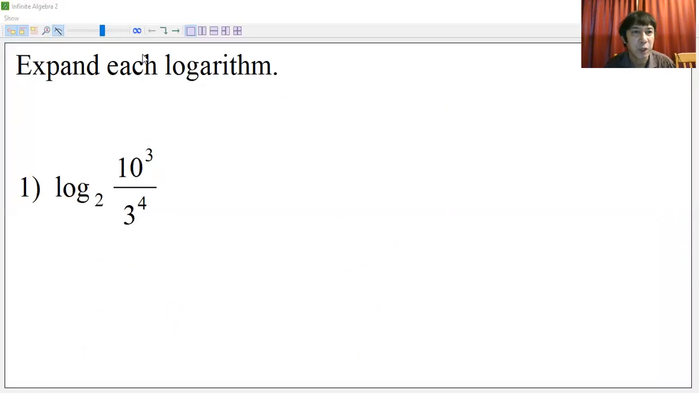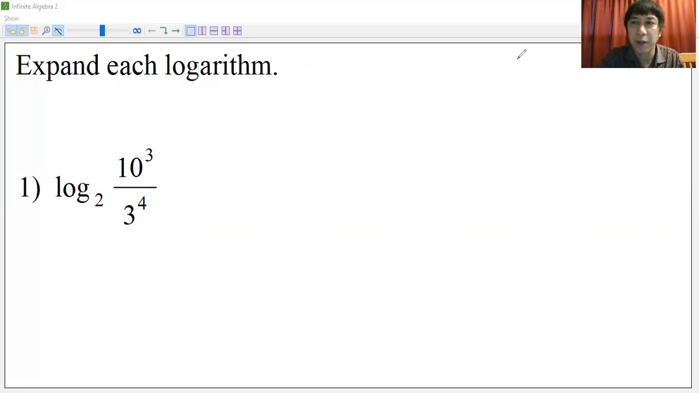Here's the first one, expand each logarithm. Okay, so here's the first one. You're presented with the base 2. Okay, you can see the base 2 there. And this is supposed to be a ratio. And before we start doing this, we shall try to make use of the properties of logarithms.